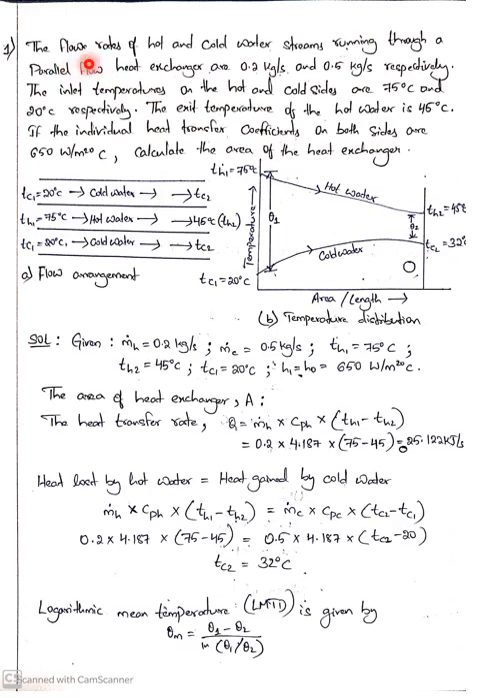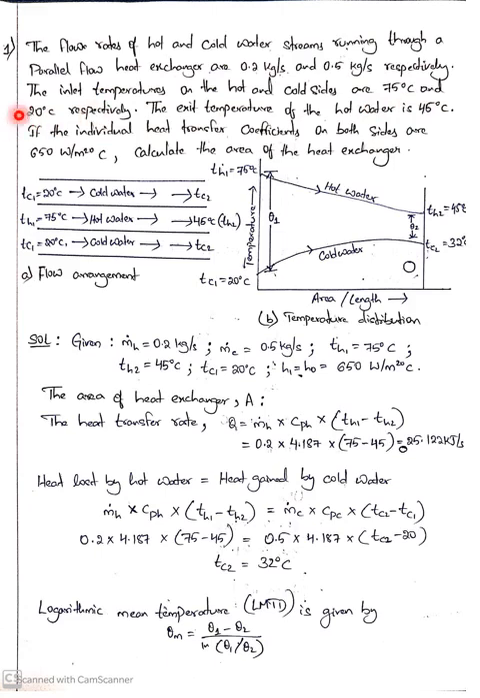Okay, so let's start the first problem. The flow rates of hot and cold water streams running through a parallel flow heat exchanger are given, so he has given the flow rates with respect to hot and cold, mH and mC. The inlet temperatures of hot and cold sides are given, that is TH1 and TC1.